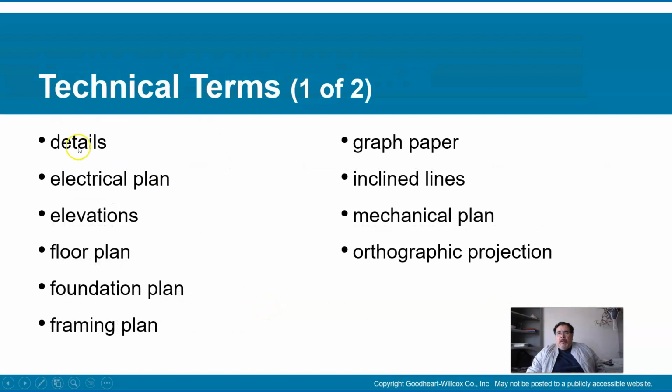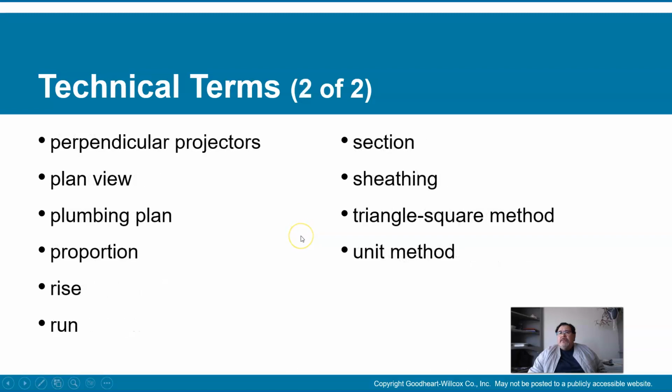Technical terms. Details: electrical plans, elevations, floor plans, foundation plans, framing plans, graph paper, inclined lines, mechanical plan, and orthographic projection. These are words that you should understand, become very familiar with, and be able to know what they are, and use them, at least be able to communicate and know what they mean when being discussed. Perpendicular projectors.